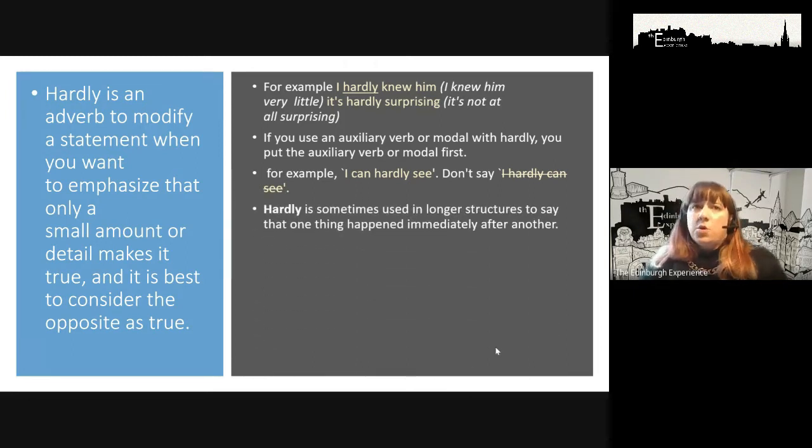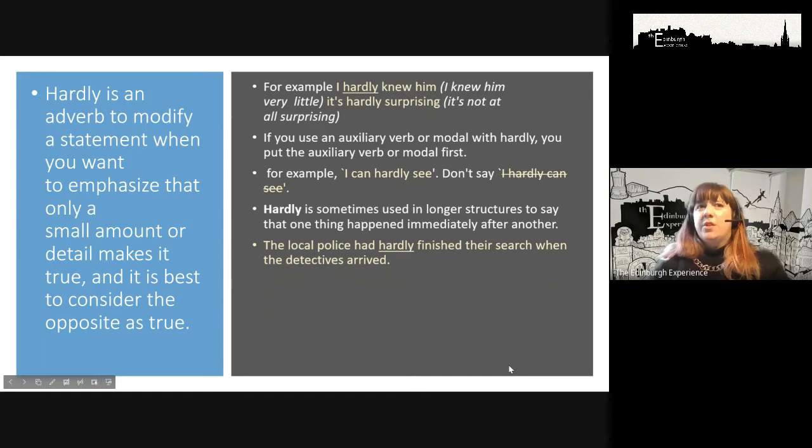And hardly is also sometimes used in longer structures when we say that one thing happened immediately after another. This is more formal, and we use it more in written English, right? So, the local police had hardly finished their search when the detectives arrived. I wouldn't use this in spoken English. This is really more in written descriptive English.